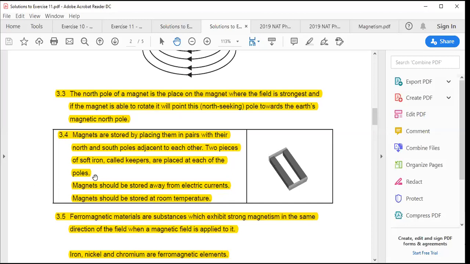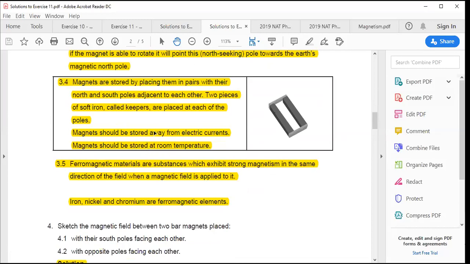So that's another point that you can add, that keep them away from electric currents, because a wire carrying current has got a magnetic field, so it tends to interact with the magnetic field there. Magnets should be stored at room temperature. So any one of those, then you get a mark.